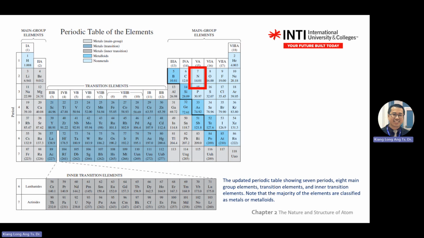So you fill in the first one, 1s will be 2. Then you go to the second one. The second one starts with S. S is always 2. Then you go to P. Here you can fit 8 electrons, or 8 cars there. You have 7. Fill in 2, balance 3. So for nitrogen, the electron configuration will be 1s2, 2s2, 2p3.